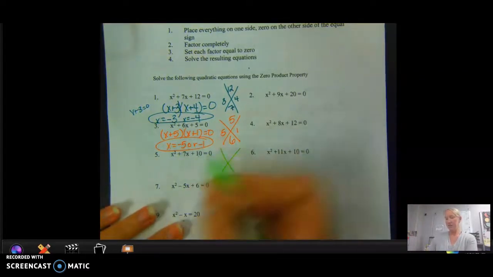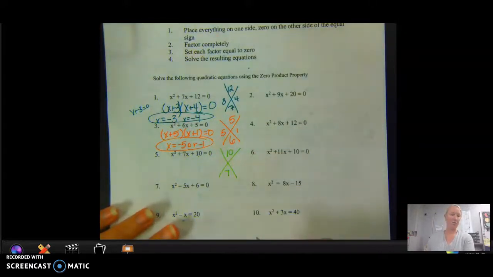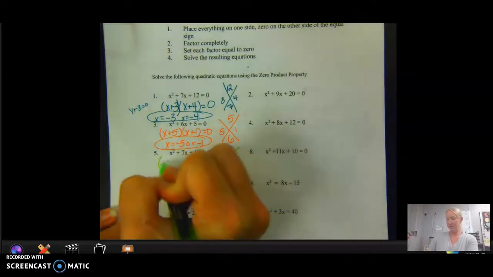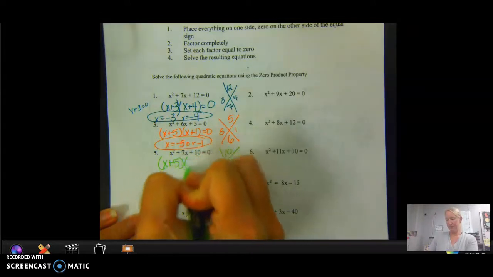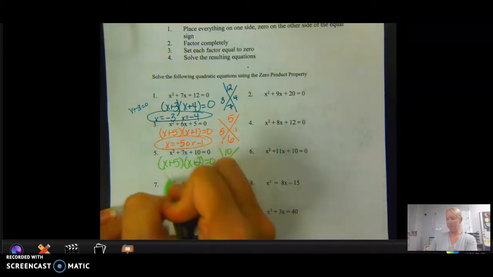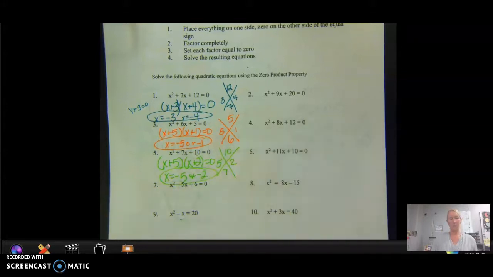Crisscross it again. When I multiply, I want that number, 10. When I add, I want 7. Factor pairs of 10 are just 10 and 1, which doesn't make 7, or 5 and 2, which does make 7. So it becomes x plus 5 and x plus 2 equals 0. So it's the opposite of those. x equals negative 5 and negative 2.